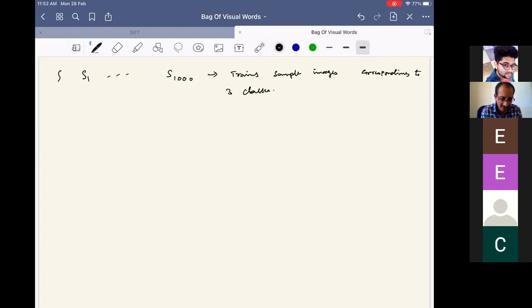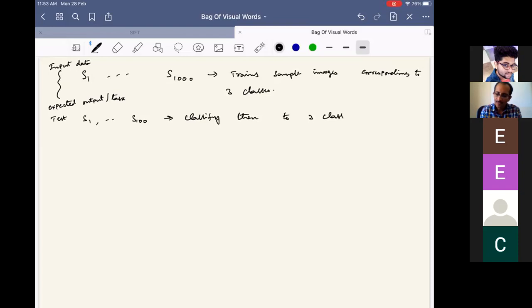We started with this. This is the input data. Okay, and then the test data, the expected output, is our task. Given test data of S1 to S100, classify them into 3 classes using bag of visual words. This is the problem. Assume that this is the task we were given.